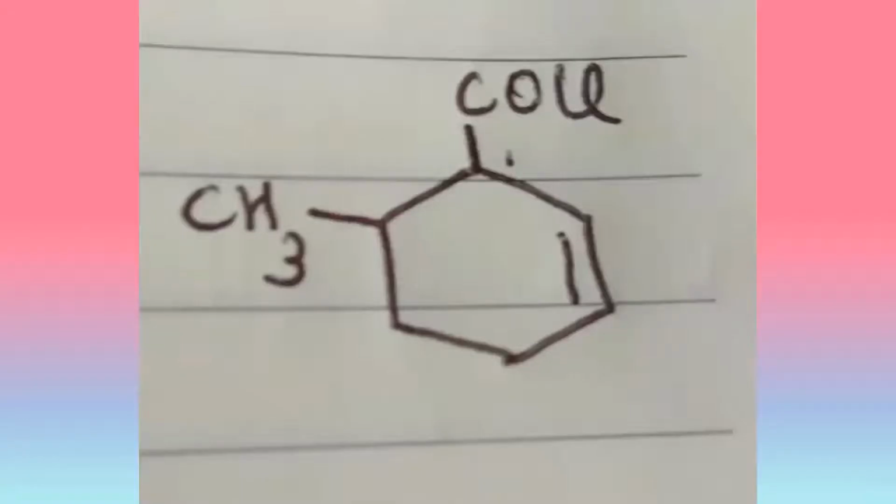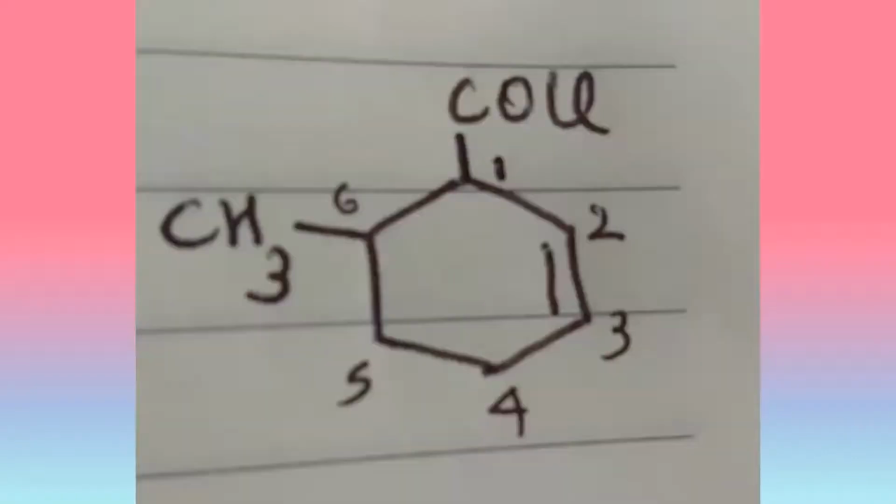Now coming to our next one, we have an acid chloride group present here, a double bond and a methyl group. Here we know that the acid chloride group gets more priority when compared to the double bond and methyl group. So we do the naming in such a way that the carbon that has the acid chloride group attached to it gets number 1, the double bond gets the number 2, and the methyl group gets the number 6 because we are going in order.